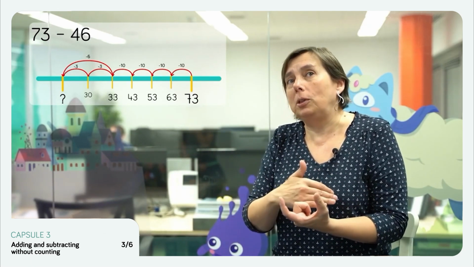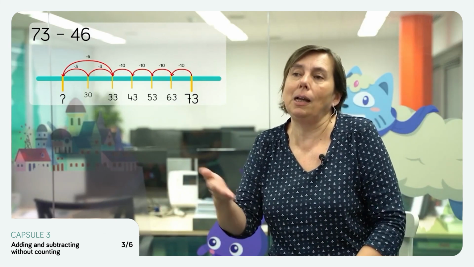I do a little jump of 3 that takes me to 30, and another jump of 3 that leaves me 3 below 30. From 30, if I go down 3, I get to 7, because we know that breaking down 10 with a 3 gives me 7, and that's how the subtraction equals 27.